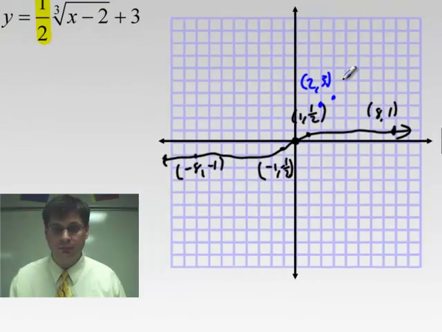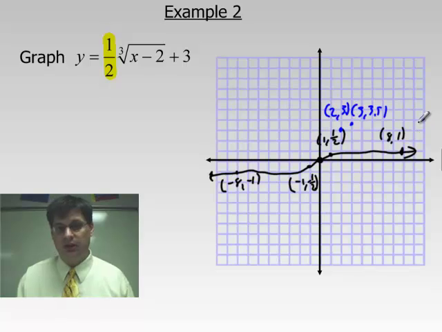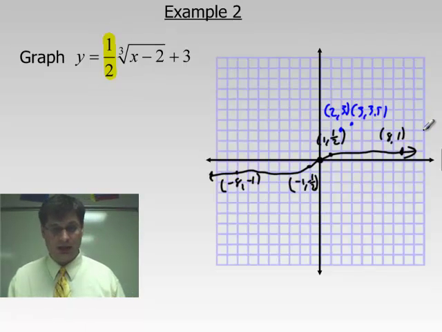So I'll label that as 3, 3.5. And then finally 8, again right 2, so I'll put it at 10, and then up 3, so 1 plus 3 is going to be 4. So 10, 4.